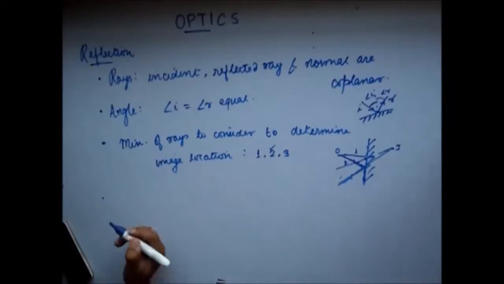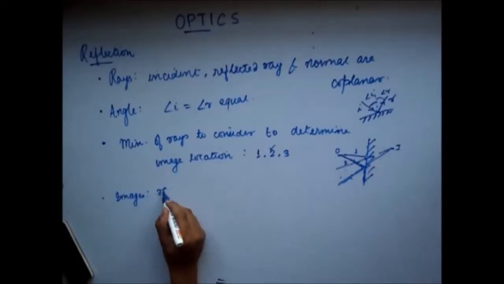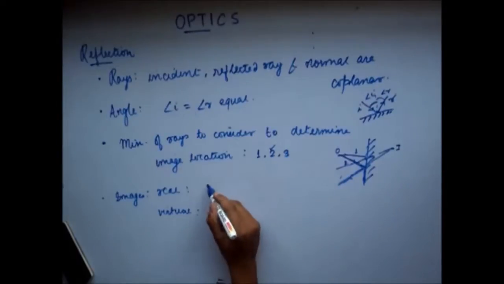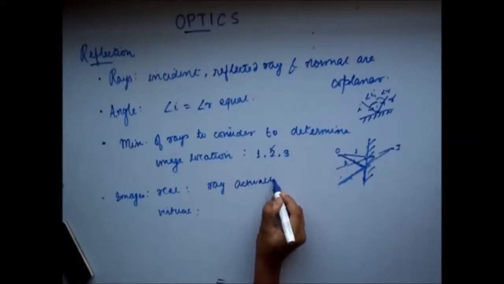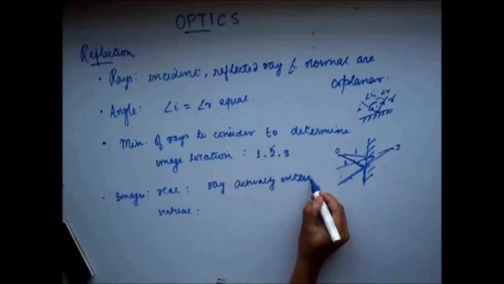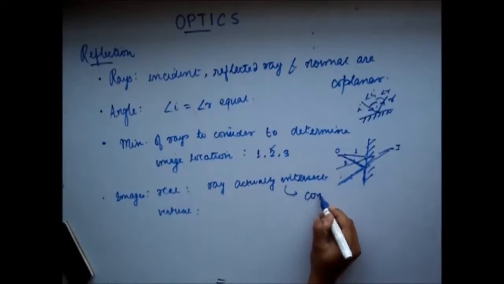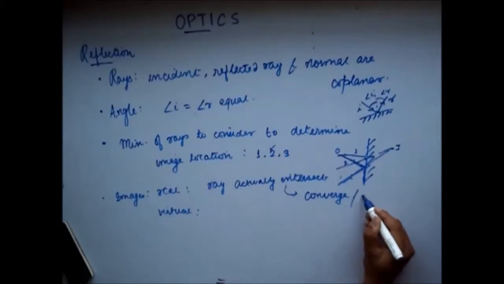You also know that there are two types of images. One is real image and other is virtual image. Now what is a real image? A real image is formed when the rays or the reflected rays actually intersect. This happens when the different reflected rays converge. Then we have a real image. In other words, we can also say that a real image can be obtained on a screen.